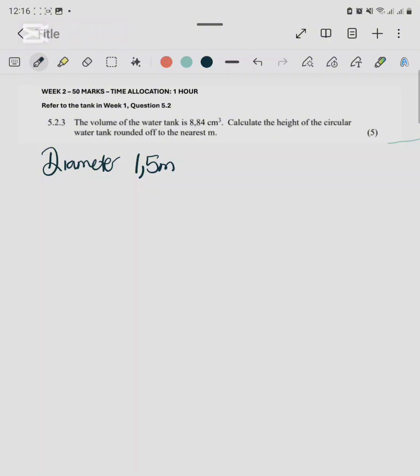Okay, so to find the height, we need to start by asking, what do we know? We know about volume, and we know the formula for volume, which you are given. Volume is going to be pi times radius squared times the height. So that's the formula that we're given. So we start by filling in everything that we know.